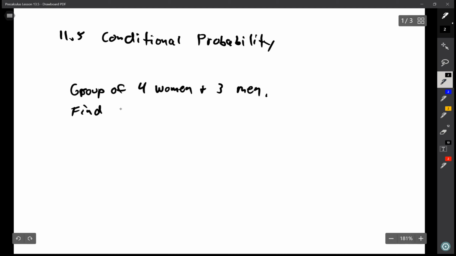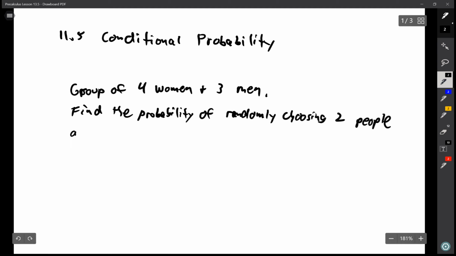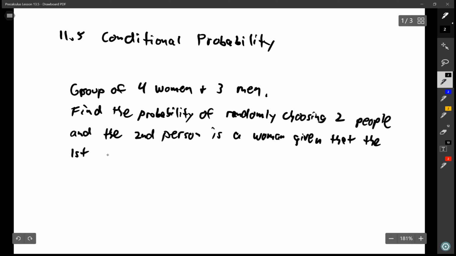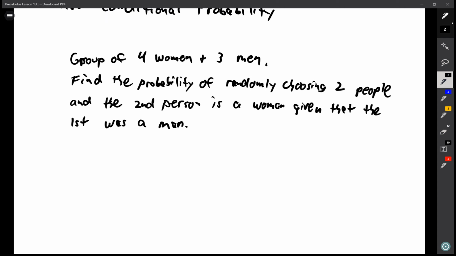We can find something like this. Find the probability of randomly choosing 2 people and the second person is a woman, given that the first was a man. All right, so something like that.